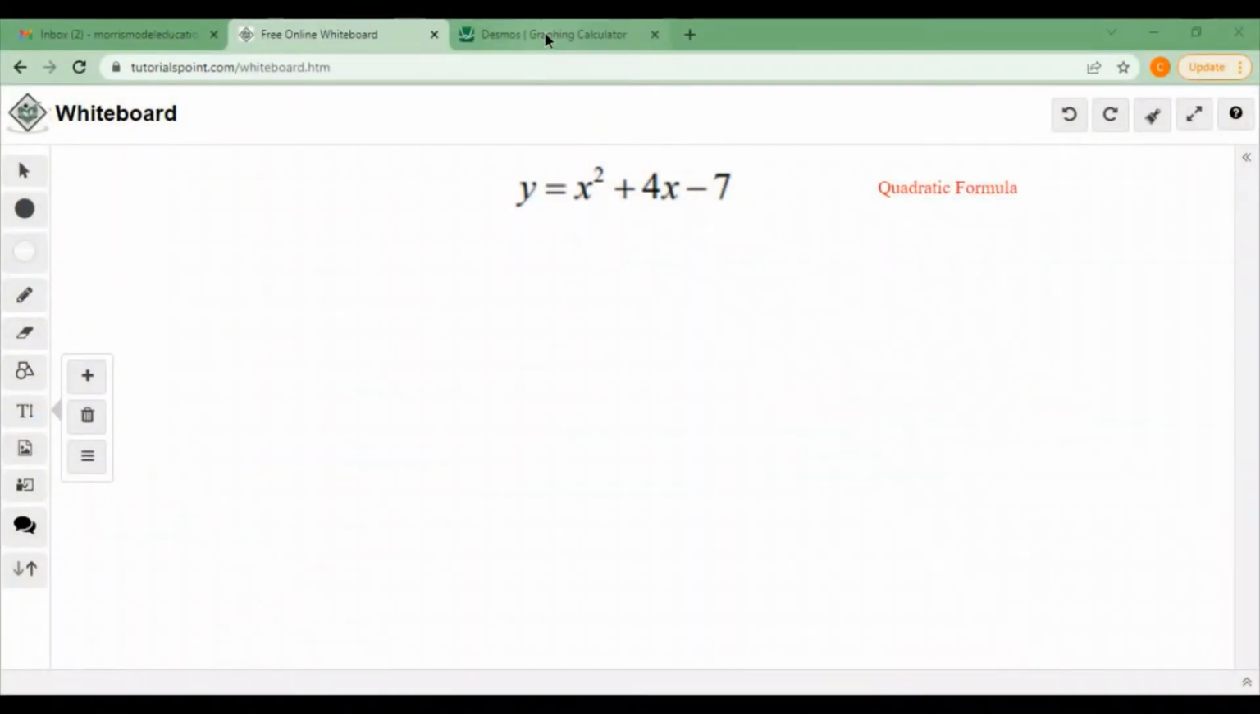So we're going to go back to it, and I'm going to show you the quadratic formula. And I'll try not to sing. I'm going to really try not to sing, but I'm probably going to sing because it's the easiest way to remember the formula.